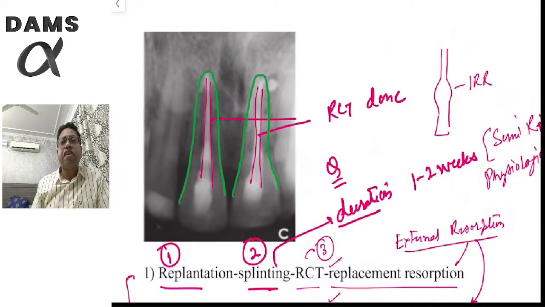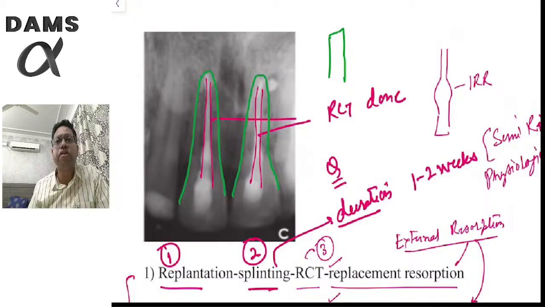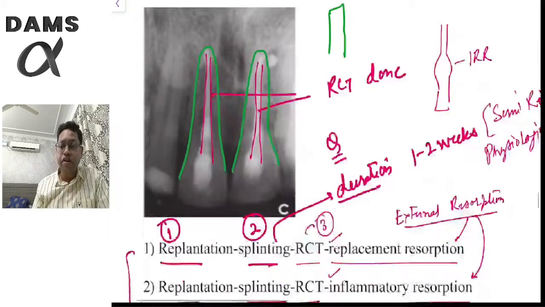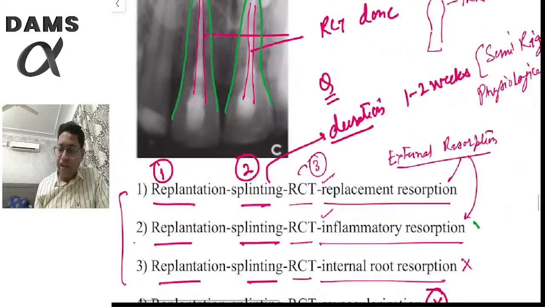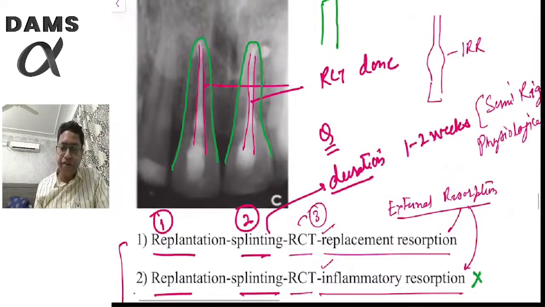So whenever there is a case of external inflammatory root resorption, the root outline would not be complete. There would be shortened roots. Here the roots are not shortened, so it is not inflammatory resorption. For replacement resorption, we have to identify the lamina dura.